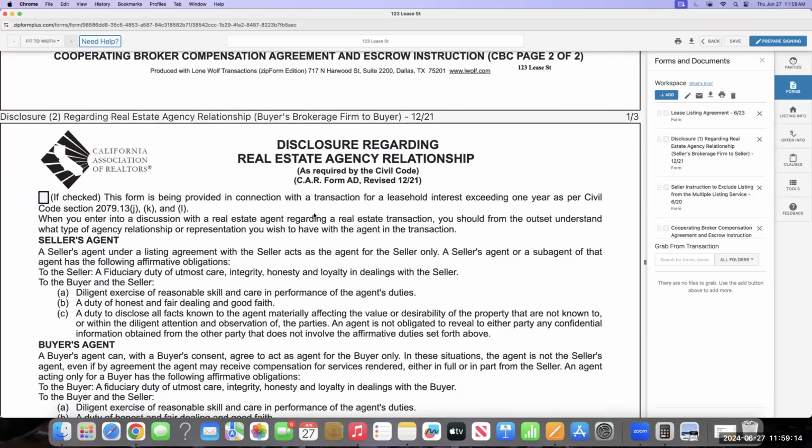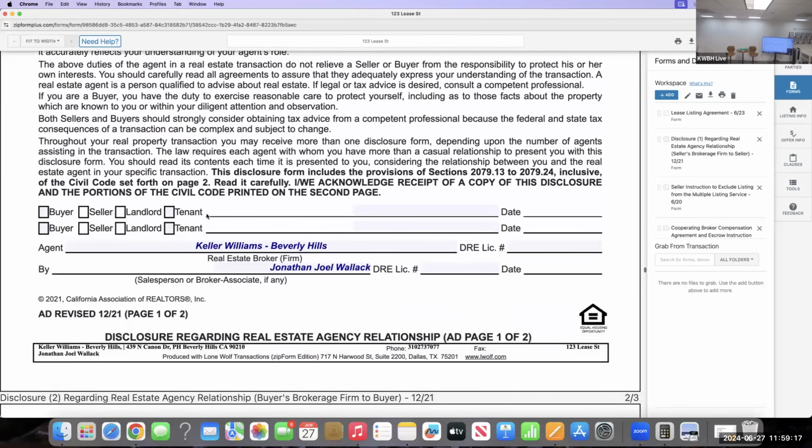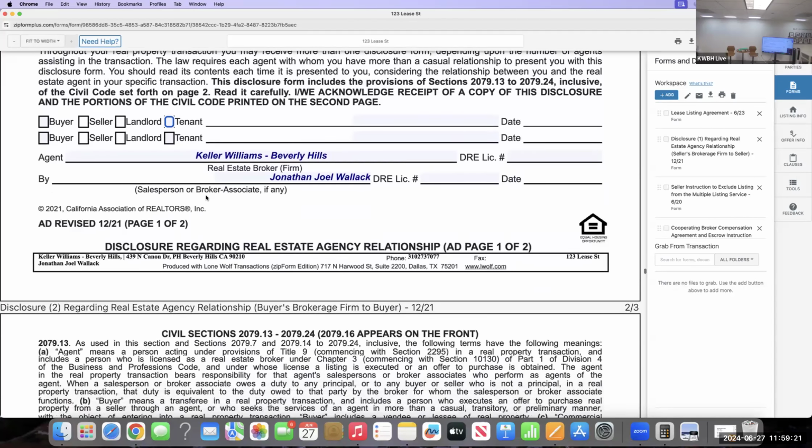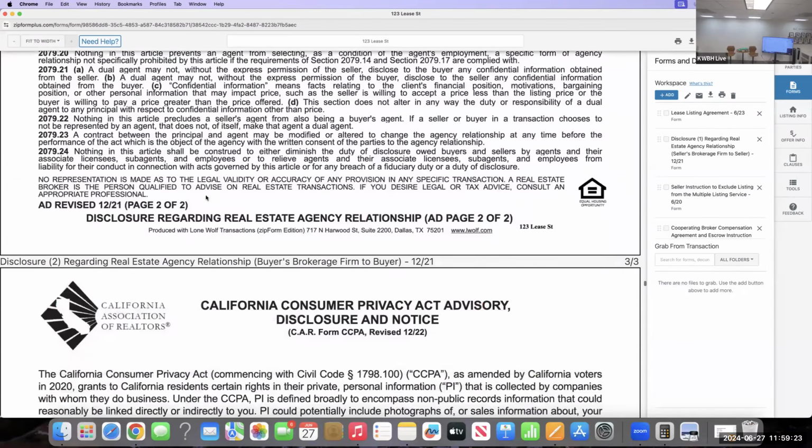What's the date? All right, so now we have another agency agreement. This is the one where we can check tenant. Right, so that's AD-2. Number 2 is for the tenant. All right, we'll keep going.